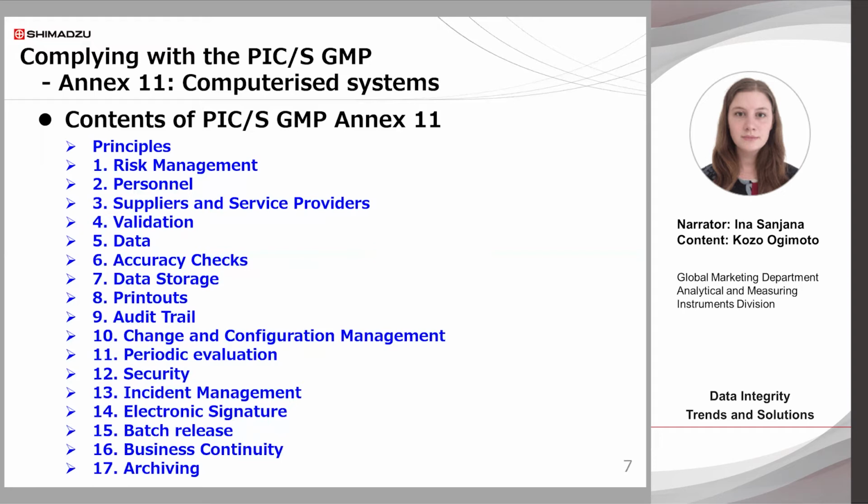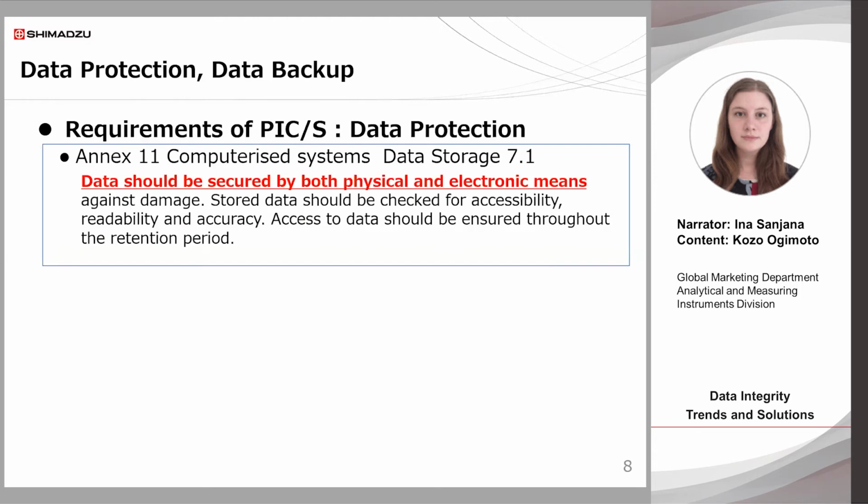Now I would like to highlight 4 key requirements for data reliability. The first requirement is data protection. This is shown in section 7.1, which states, data should be protected from damage by physical and electronic means. No specific method is given, but data must be protected both physically and electronically in some way.